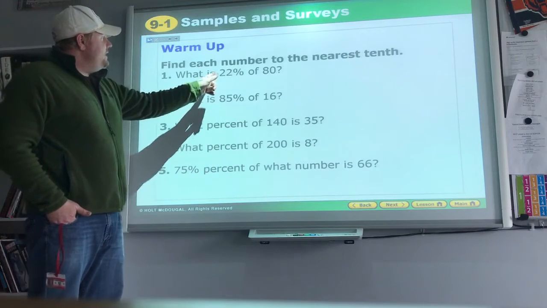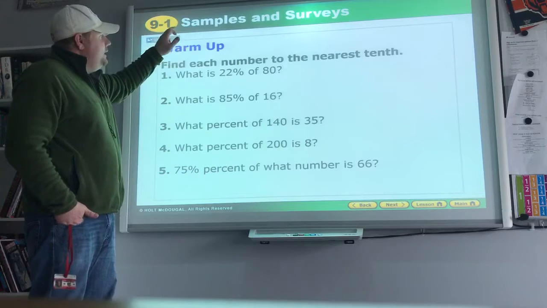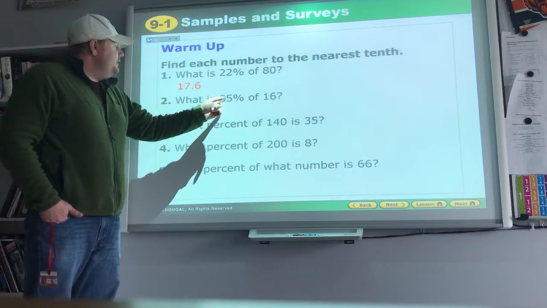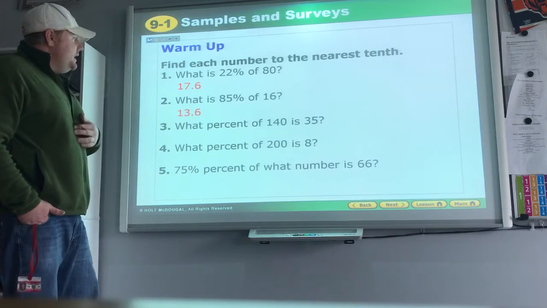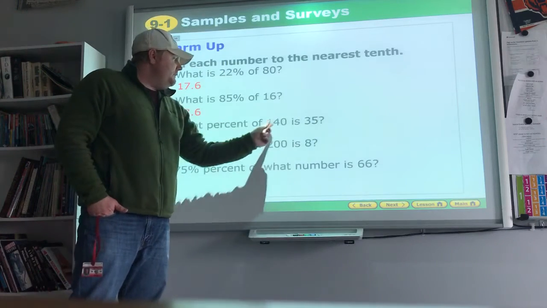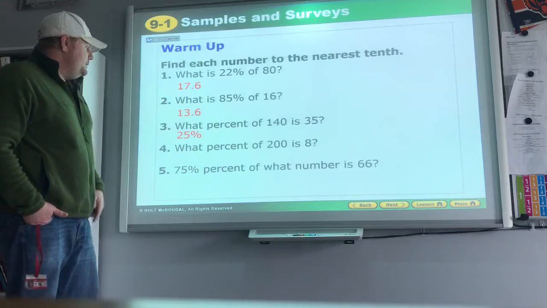Hopefully you remember we move the decimal, make it 0.22, and we take that times the 80, and we get 17.6. Same thing here, 0.85 times 16, and you're going to get a number around 14. All right, percent of, so since we have the "is" here, we take 35 and divide it by 140, and then multiply by 100, and we get 25%.